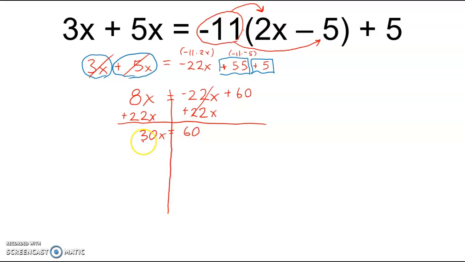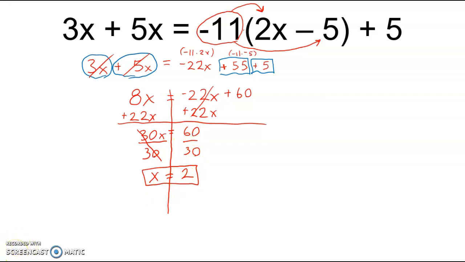So now we have 30 times x, so 30x. Opposite of multiplication, division. We're going to divide by 30 on both sides. Don't forget, whatever you do to one side, same thing to the other side. That cancels out. X is equal to 2. 60 divided by 30 is 2. That's your final answer.